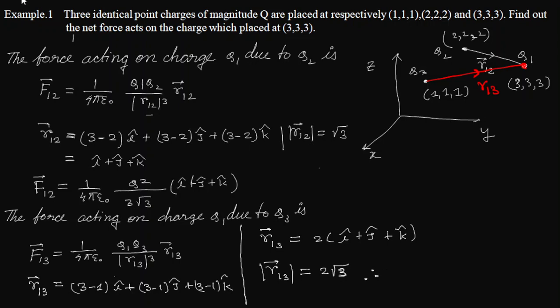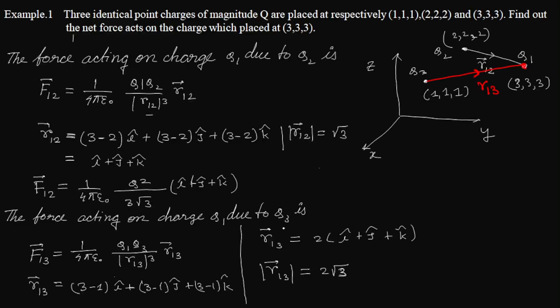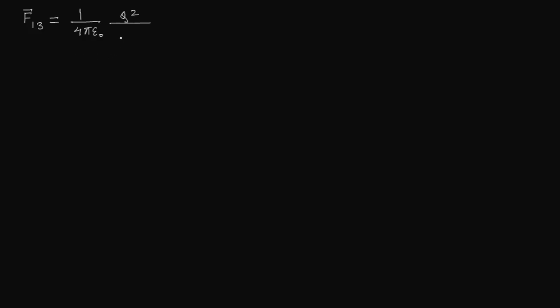Let me write on the next page. What will be the value of F13? The force on q1 because of q3 will be 1 by 4 pi epsilon naught, and then the product of q1 q3 is q square divided by the cube of r13. So what will be the cube of r13? It will be 8 into 3 root 3, so 24 root 3, and then the r13 vector i cap plus j cap plus k cap.